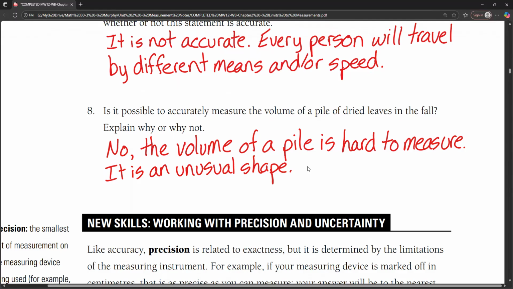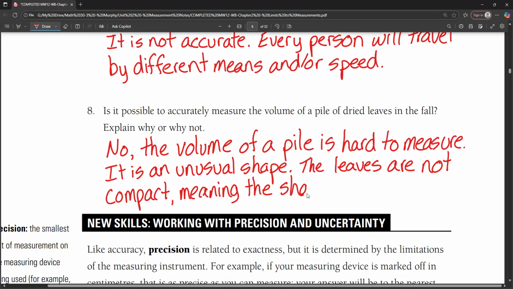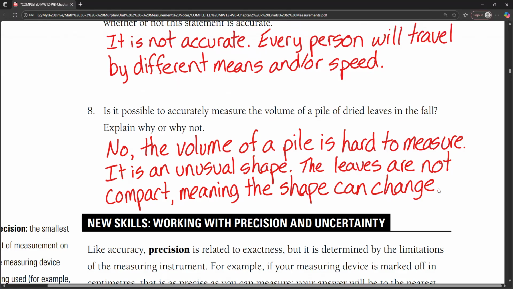Also, the leaves are not compact, meaning the shape can change. And also, if you've ever been around a pile of leaves before, you know it's hard to keep them all in one spot. So if someone comes along and tries to measure the same volume, it's probably not even the same pile as it was before.